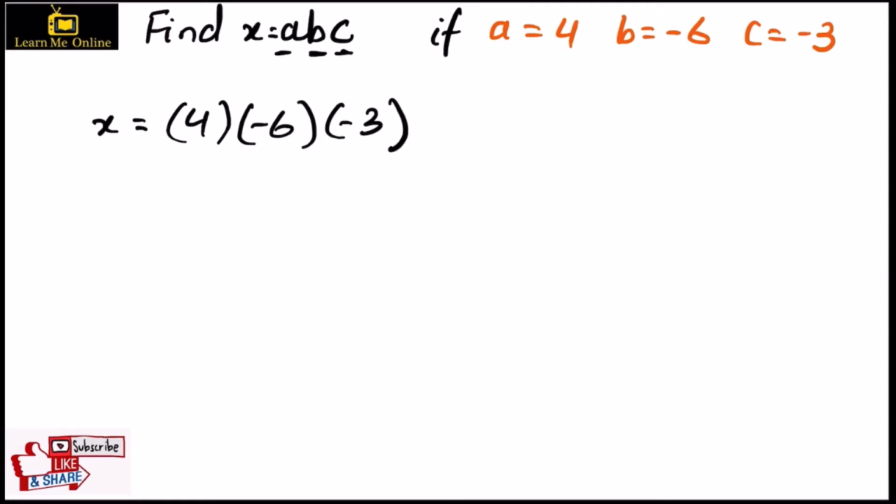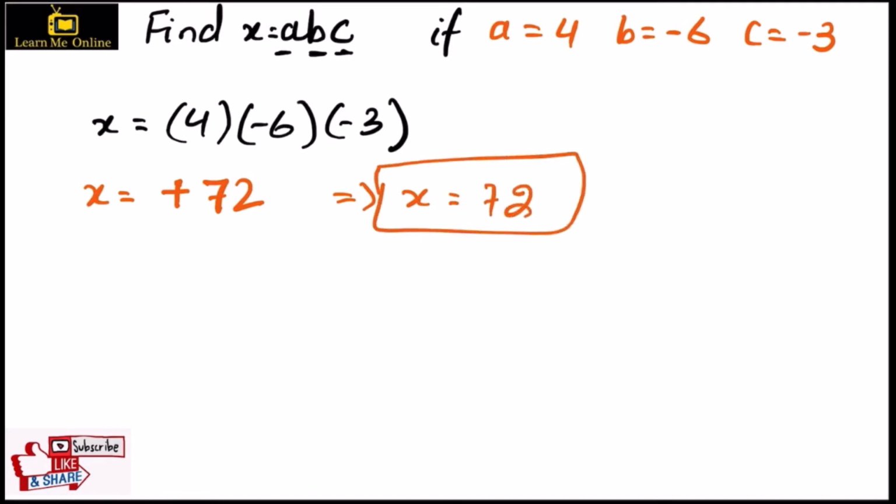To simplify it and find the value of x, you see that there are two negative signs. When you multiply the two negative signs, you'll come out with a positive. So we are having positive now. When you multiply 4, 6 and 3, you'll get 72. So this is the value of x. We are having x equals 72, which I'm going to write down more properly here: x is equal to 72.